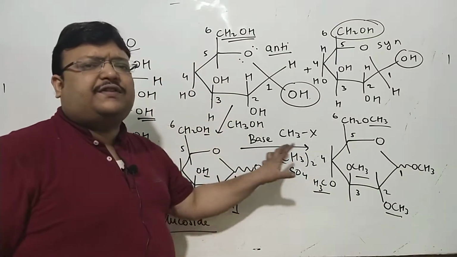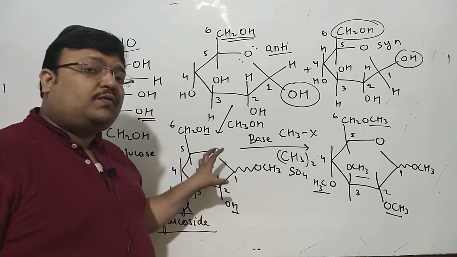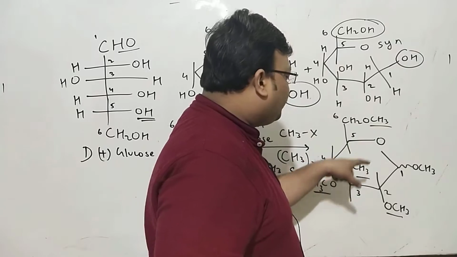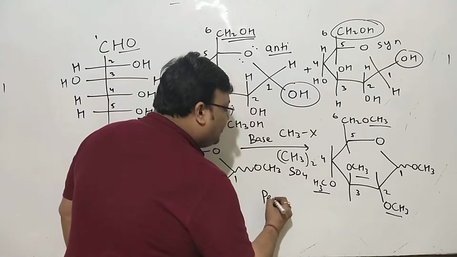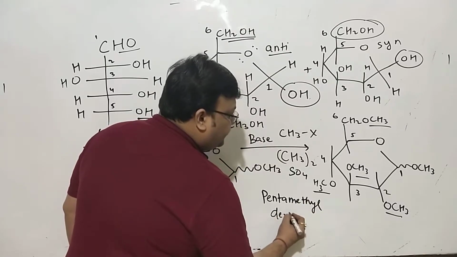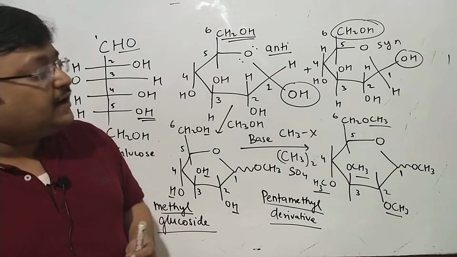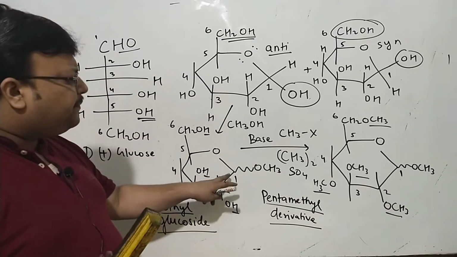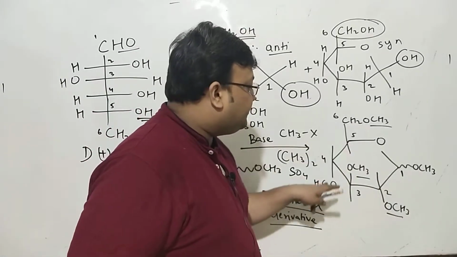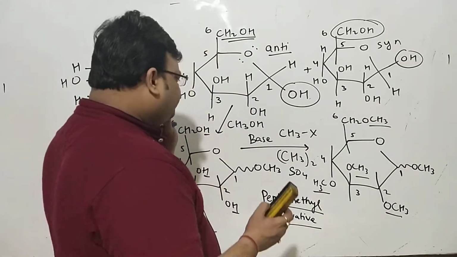You can call it exhaustive methylation. And because there are 5 methoxy groups, it's called a pentamethyl derivative. Now when this pentamethyl derivative is hydrolyzed, I repeat, it was an acetal in the very first place. These are ethers. This is an acetal.